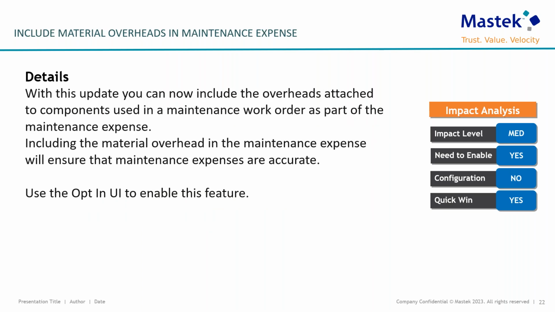Moving further, the next one is include material overheads in maintenance expense. You can now include the overhead attached to components used in a maintenance work order as part of the maintenance expense. Let us consider an example of a maintenance work order for which a component and a resource were reported. Currently, the overhead component debits the expense accounting line type, which leads to underreporting of the maintenance expense. We need to enable this feature with the opt-in UI, and we do not have to do a configuration. So it will be a quick win for us.